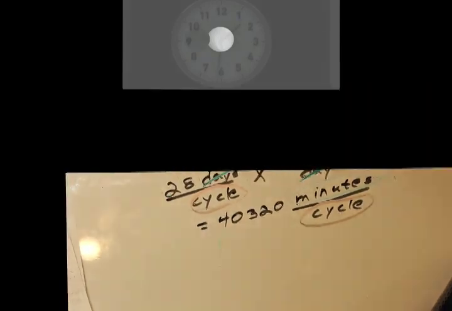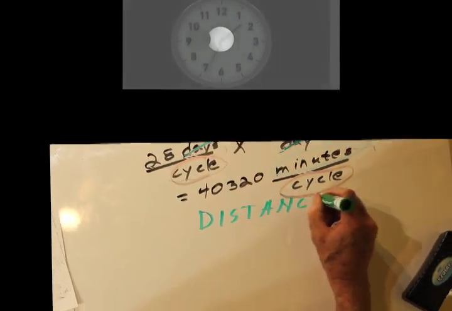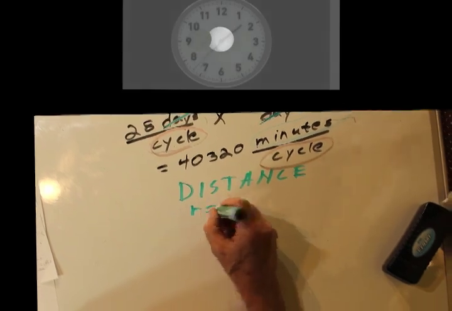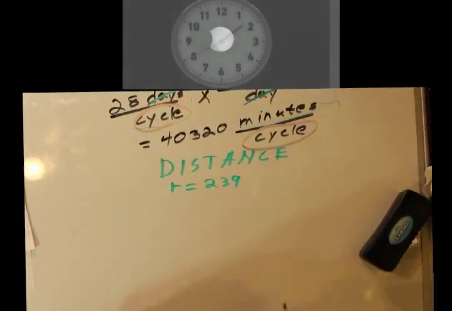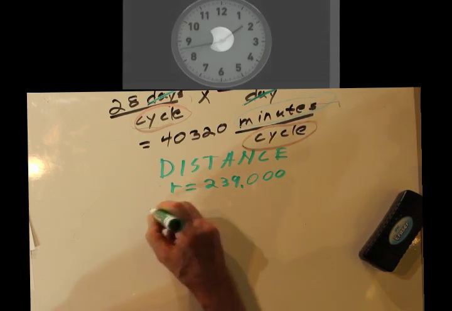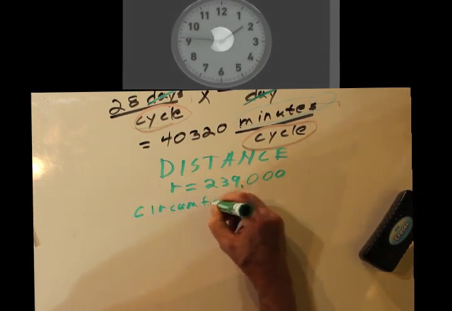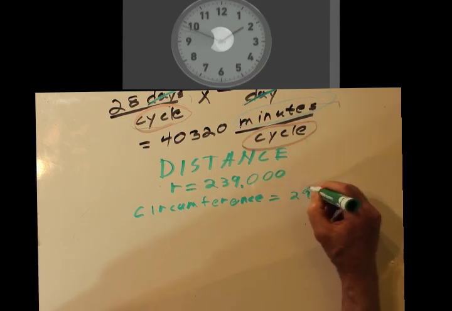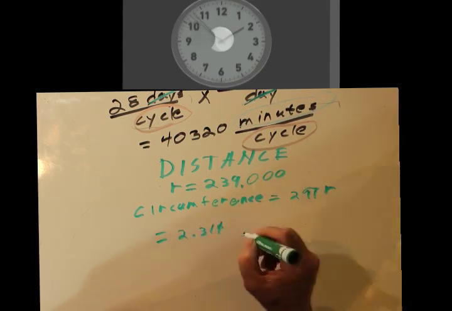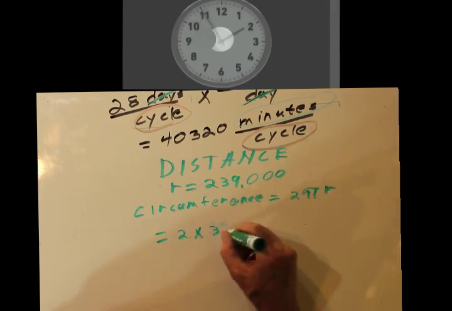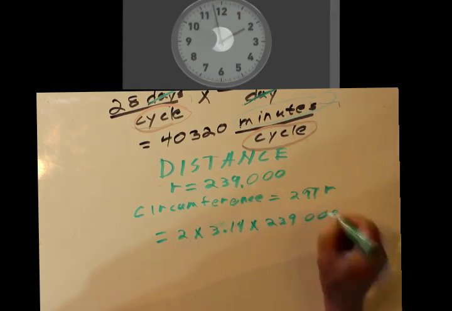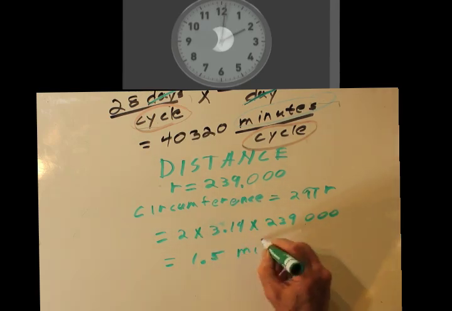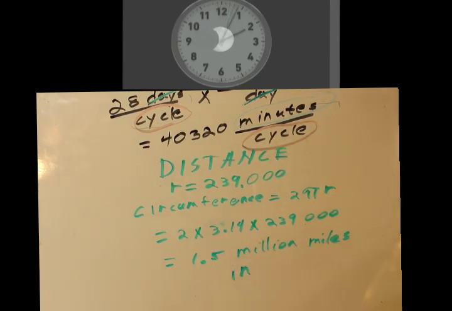And around the Earth is how far? The circumference is 2 pi r, and radius, the distance to the moon, is 239,000 miles. Cool. So in 28 days, the moon goes 2 pi r equals 2 times 3.14 times 239,000 is equal to 1.5 million miles.